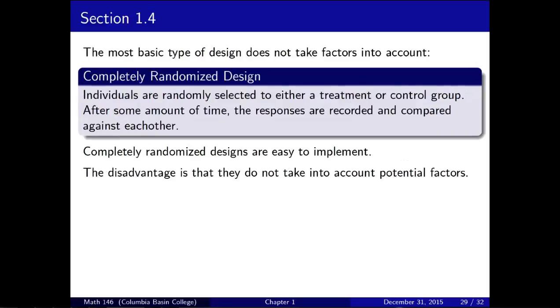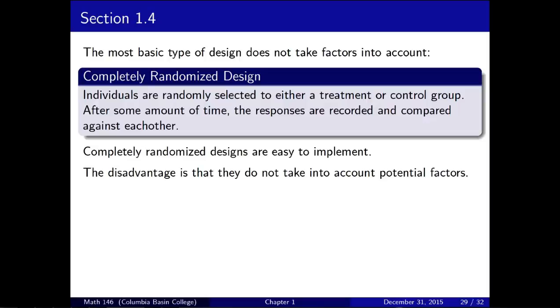Because the most basic type of experiment is what we call a completely randomized design. In a completely randomized design, individuals are randomly selected. They're put either in treatment or control, and after some amount of time, you compare them. Okay, so this is just basic, straightforward. You take half the women and put them over here, half the women over there. The half over there get folic acid, the half over here get a placebo, and then you can compare. This is really easy to implement. The problem is we didn't take into account those factors.